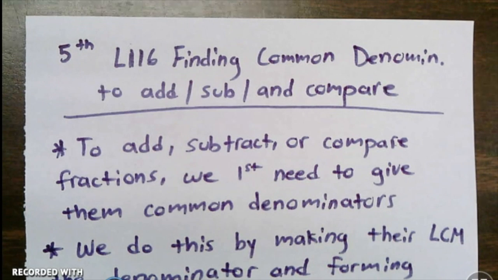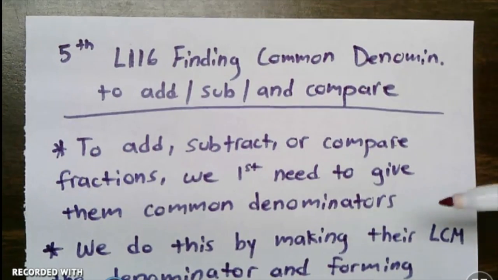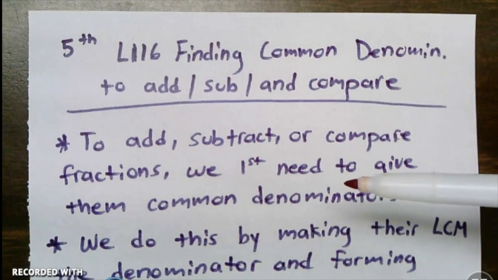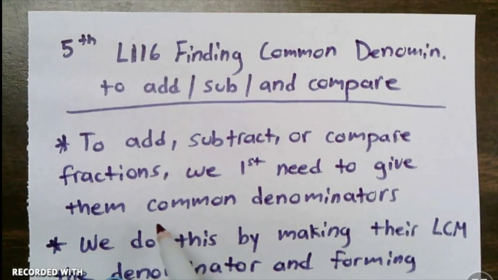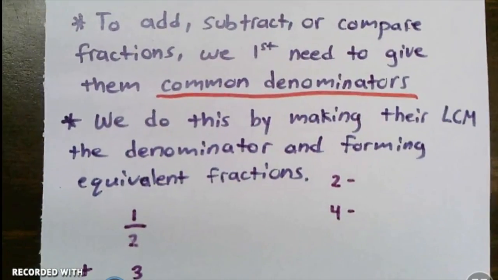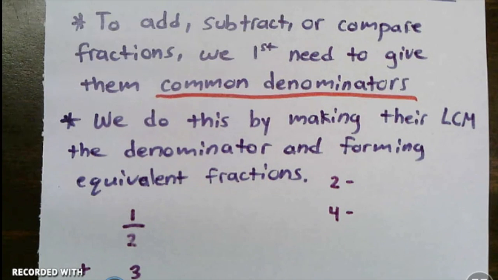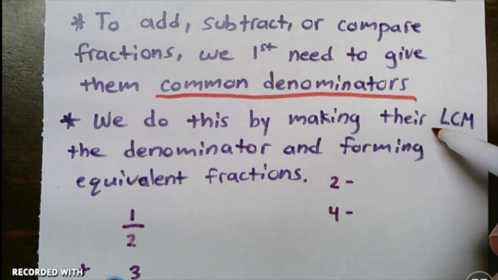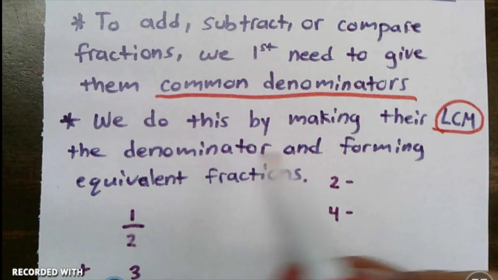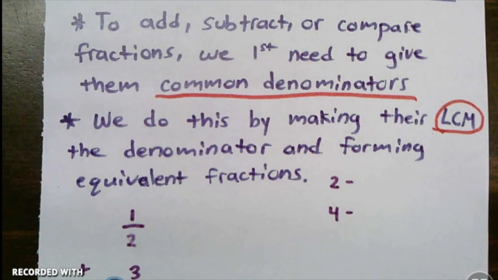Denominators, and welcome to lesson 116 on finding common denominators to add, to subtract, and to compare fractions. This lesson is nice and easy. You're going to love it. So to add, subtract, or compare fractions, we first need to give them common denominators. We already know this. Now we're just bringing it all together. We do this by making their LCM, which was their least common multiple, the denominator, and forming equivalent fractions.